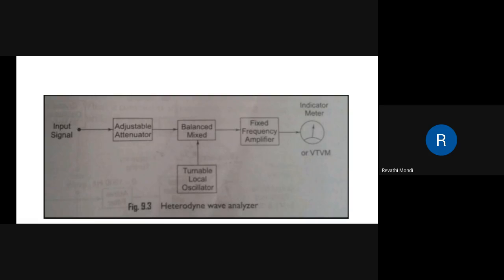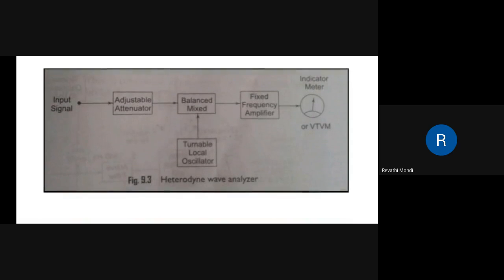After this, the signal is given to the balanced mixer. In any mixer, we have to give some oscillation frequencies, and those are known as local oscillation frequencies. So the local oscillator is given to the balanced mixer. This balanced mixer mixes the local oscillation frequency and the adjusted range of the input signal.